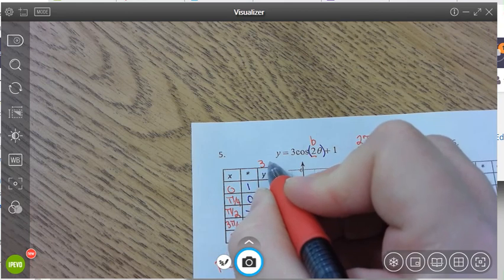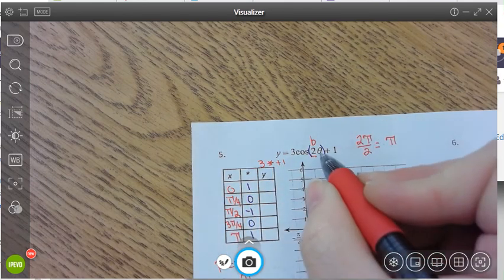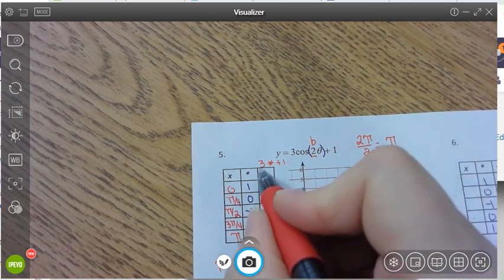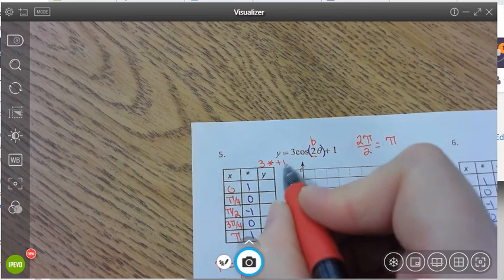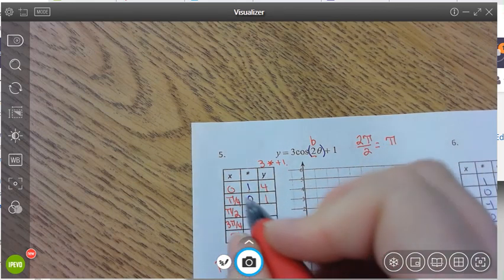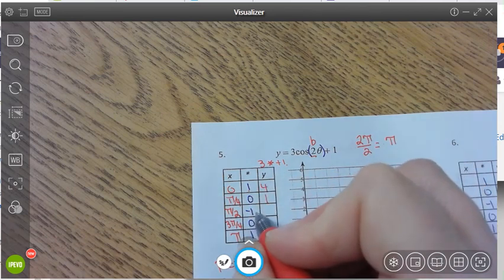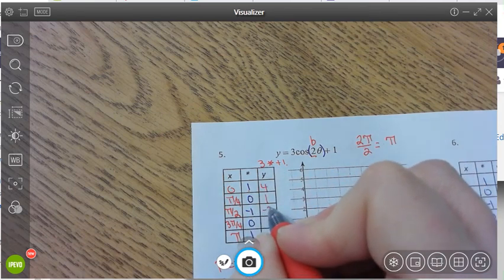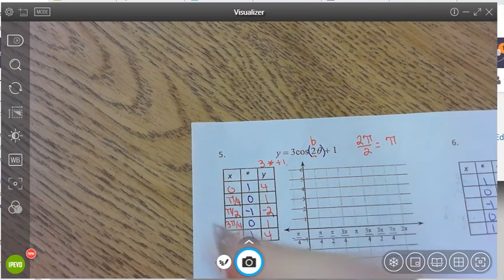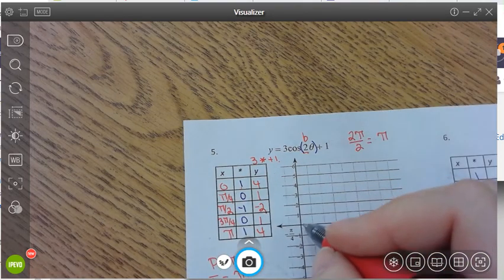So now I've got my magic numbers. This is 3 times the magic number plus 1. I'm not worried about the 2 theta in there. The magic number is what goes in here. So 3 times 1 is 3, plus 1 is 4. 3 times 0 is 0, plus 1 is 1. 3 times negative 1 is negative 3, plus 1 is negative 2. 0 was 1, 1 was 4. I'm done. Then I go into graph.